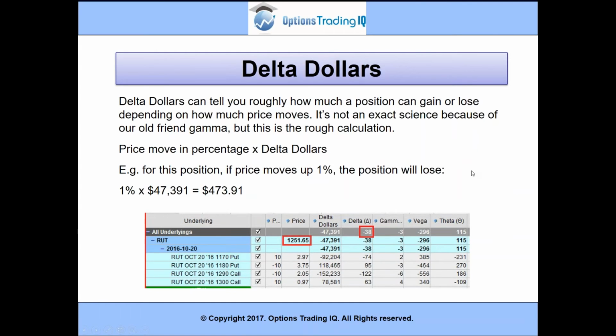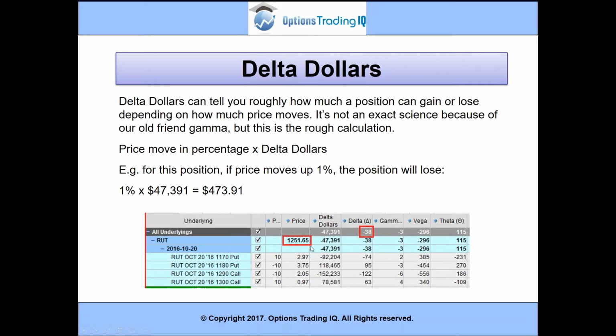Okay, now you generally wouldn't risk your entire portfolio on an iron condor, would you? I hope you wouldn't. But if you were, let's say you've got $10,000 in your account, you've put on this iron condor, you're risking your entire portfolio on an iron condor. Your portfolio is $10,000, your delta dollars exposure is nearly 500% of your account size. So that's too big, okay?